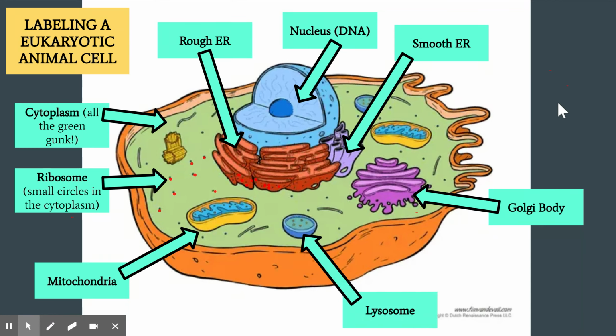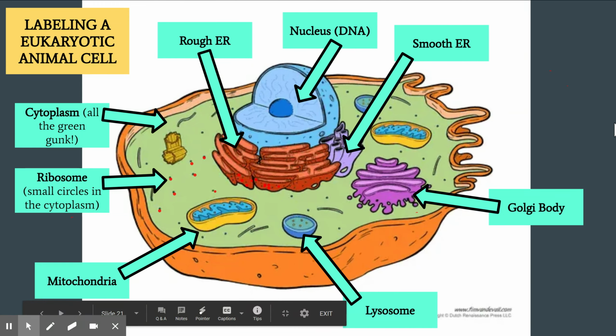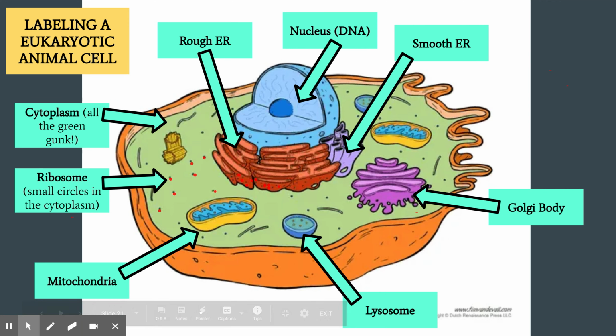Lastly, we have the lysosome. The lysosome is unique to animal cells only. Animal cells only have a lysosome, and it is responsible for breaking down unneeded or waste materials. So this is a completed diagram of labeling a eukaryotic animal cell. You will see a diagram just like this later that you will be in charge of labeling.